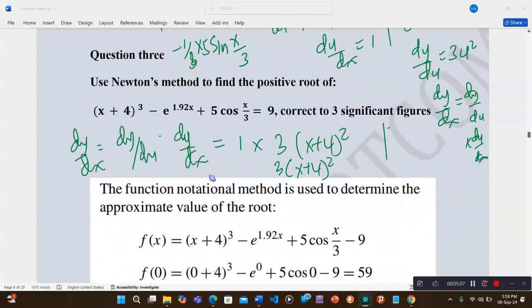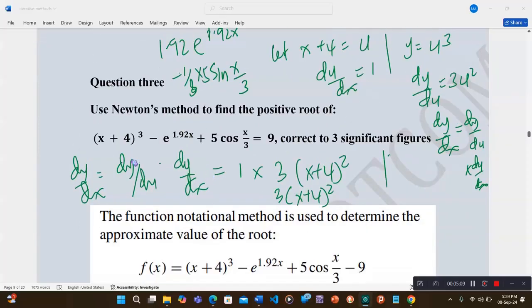Now, what you have to remember is that you need to find the approximation of the first root. I mean, you need to get the first approximation of the root. To get the first approximation of the root, we said we can use the functional notation method, whereby we just arbitrarily put in values: x is equal to 0, x is equal to 1, x is equal to 3, x is equal to 4.